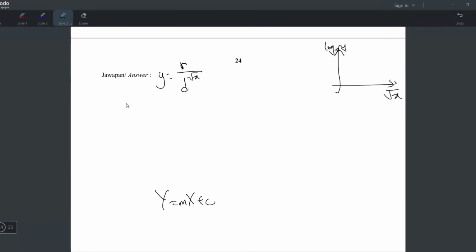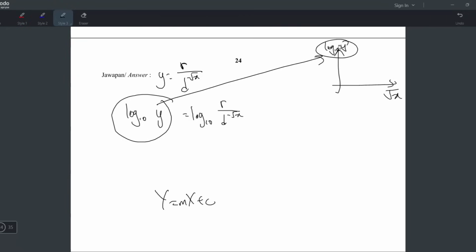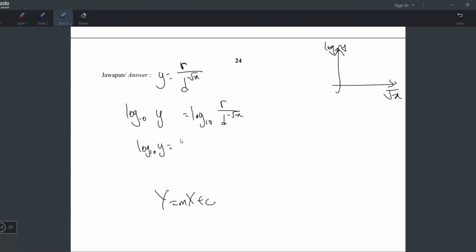So tambah log. And when you tambah log, you have to tambah both sides like that. So this will be y, this will be r over d power negative square root x. Okay, your y-axis in the equation already matched with the y-axis from the graph. So that one you can write it down. And then for this one, you have to susun jadi mx plus c.